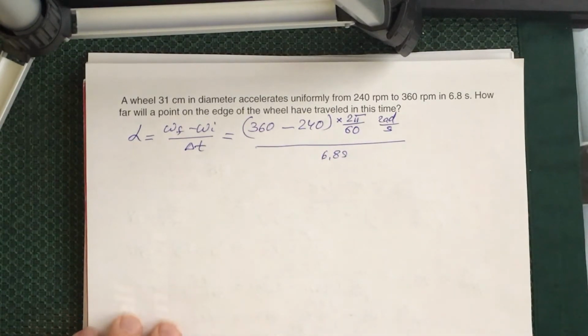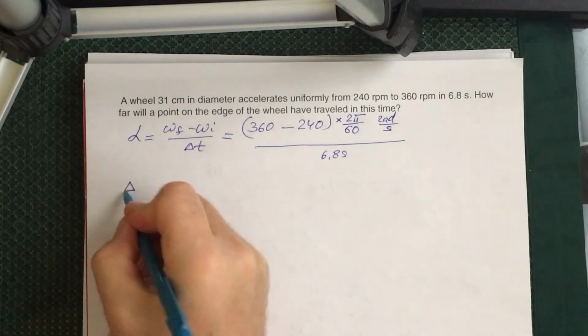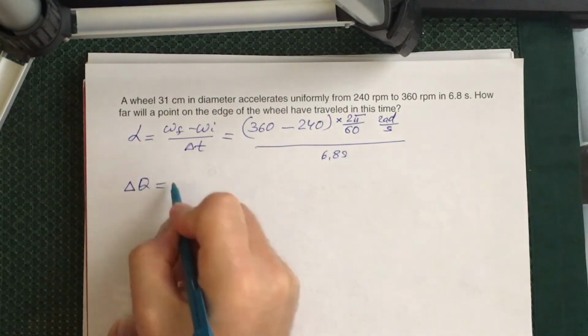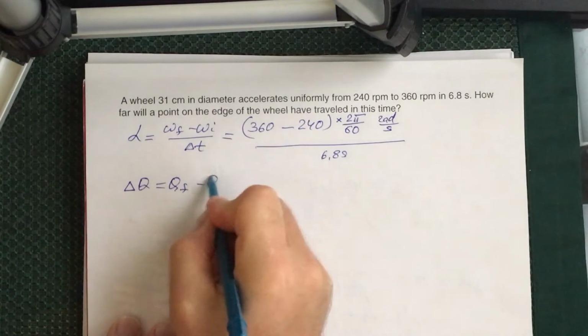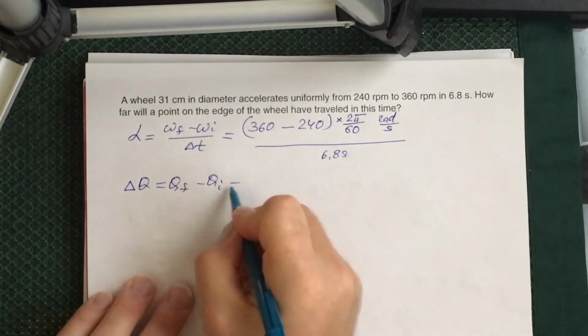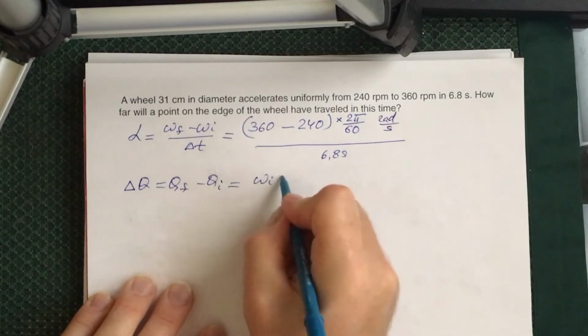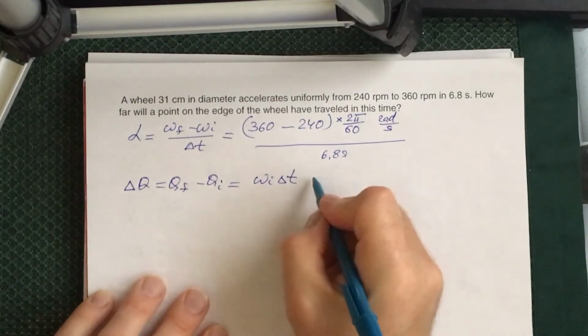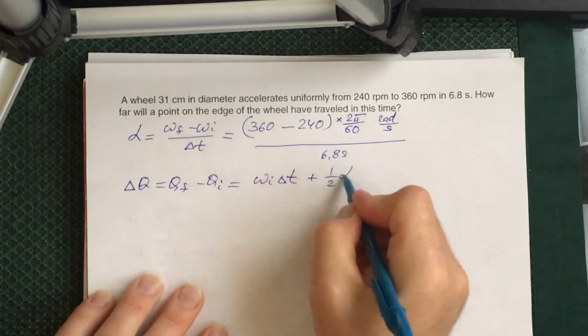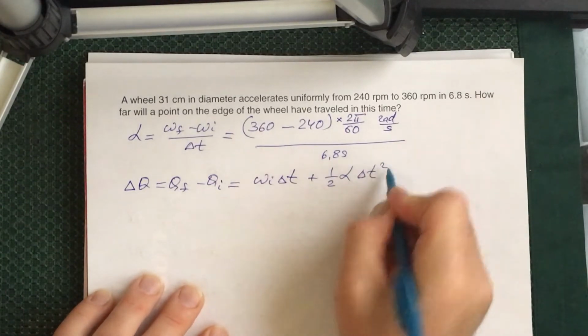Now, if you know alpha, you can calculate through what angle the wheel will rotate, and the point on the wheel will rotate as well. So to do that, you have to calculate delta theta, which is theta final minus theta initial, and you can use different formulas for that. I will use omega initial delta t plus 1/2 alpha delta t squared, for example.